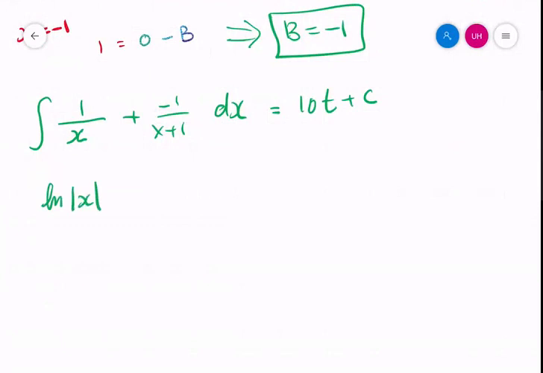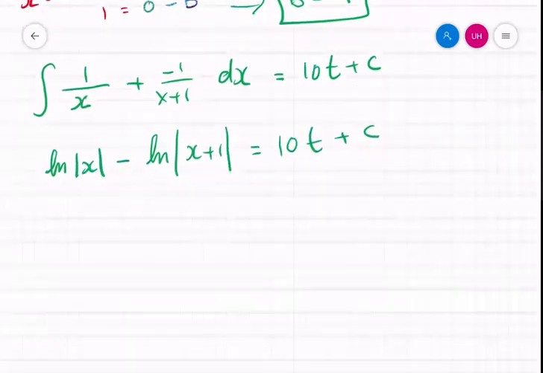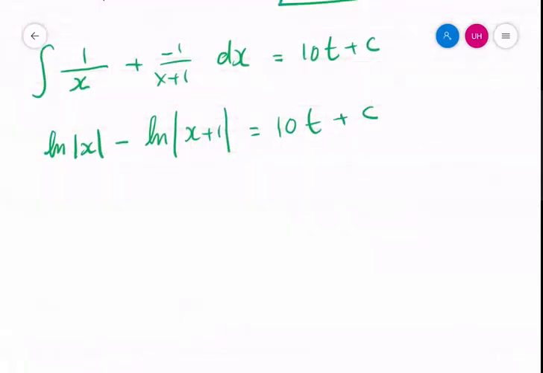And then minus, because plus times minus 1 is minus 1 over x plus 1. Again, we'll deal with it the same as when we deal with 1 over x. So it is ln x plus 1, so minus ln, put the modulus, x plus 1 equals 10t plus c.